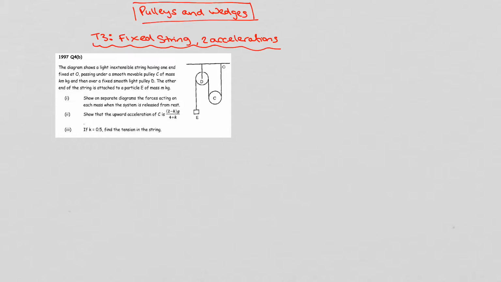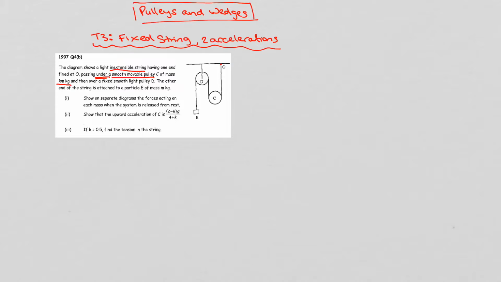Pulleys and wedges, type 3, fixed string, 2 accelerations. So in 1997 we had a diagram showing a light inextensible string, meaning that the pulleys and also the masses aren't going to be bouncing up and down. And we're told that one end is fixed at O, so this is the fixed end, and it's passing under, being important here, a smooth movable pulley of mass k kg.